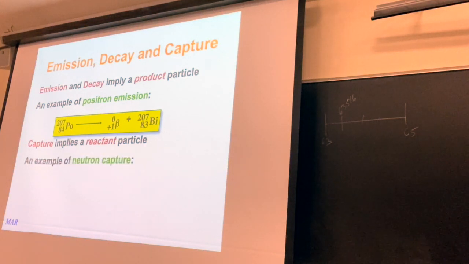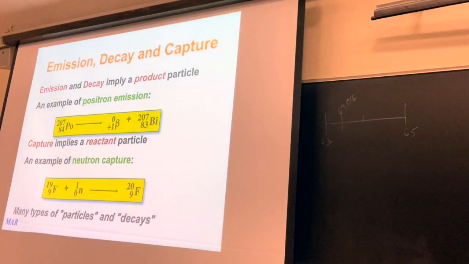Once in a while, you'll hear about capture, all right? And this is especially used with neutrons, but sometimes beta particles too. If you hear about a capture, that means that that particle is a reactant. So a neutron capture reaction would have a neutron as a reactant. This is fluorine-19. It sometimes captures a neutron to become fluorine-20. Neutron capture is the most common, but there are other kinds of captures.